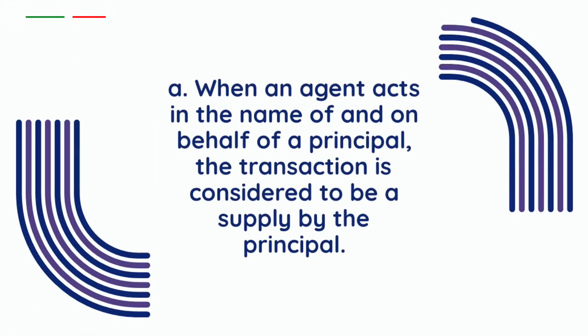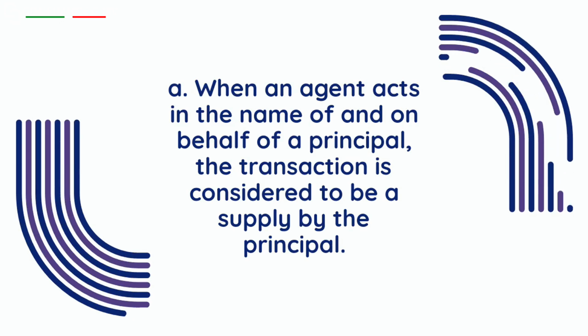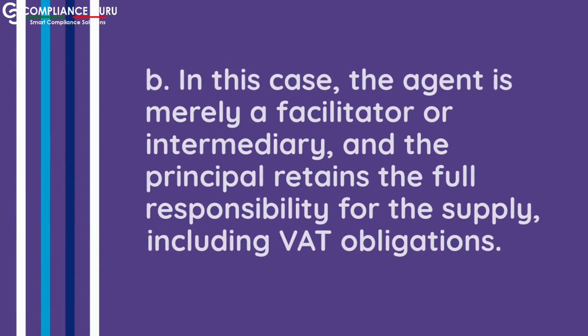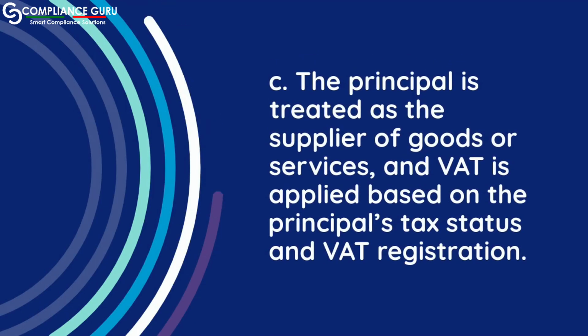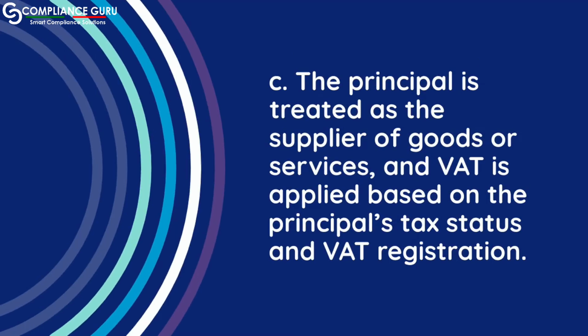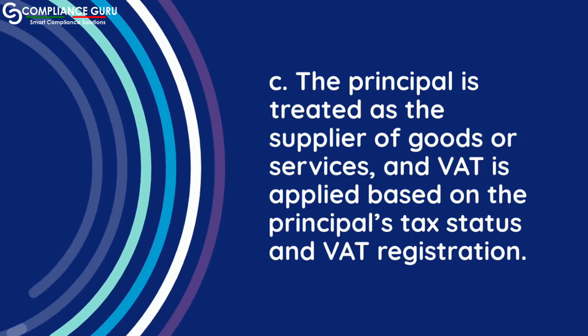A. When an agent acts in the name of and on behalf of a principal, the transaction is considered to be a supply by the principal. B. In this case, the agent is merely a facilitator or intermediary, and the principal retains the full responsibility for the supply, including VAT obligations. C. The principal is treated as the supplier of goods or services, and VAT is applied based on the principal's tax status and VAT registration.